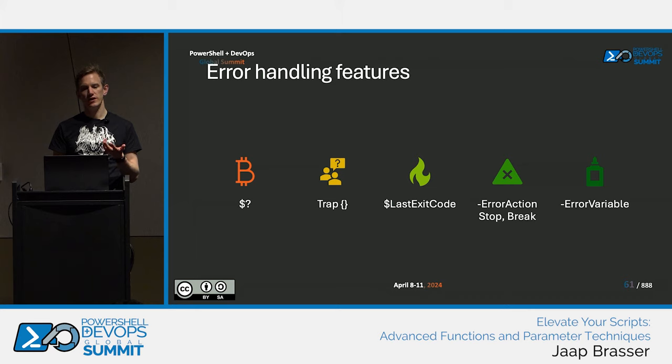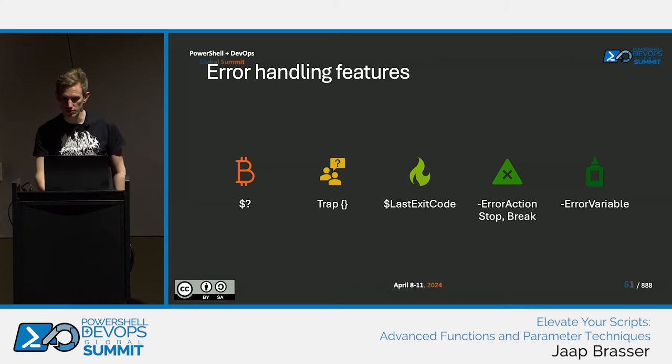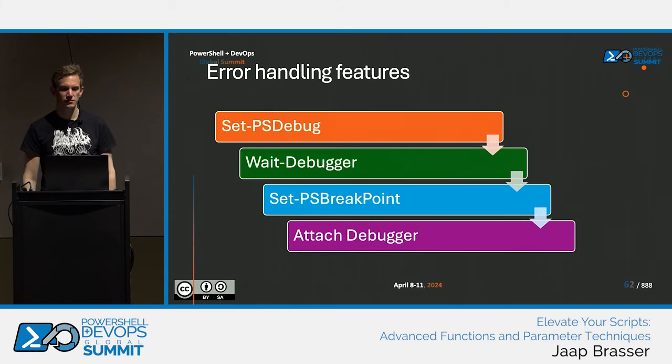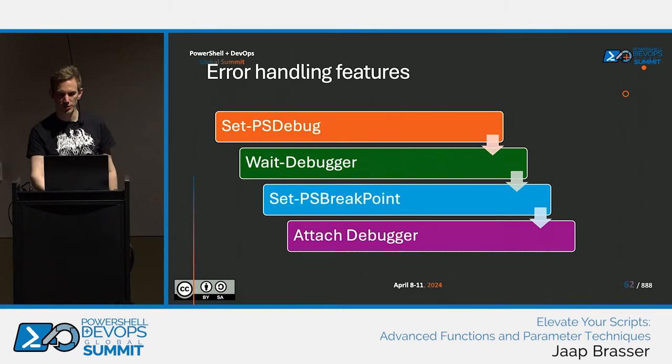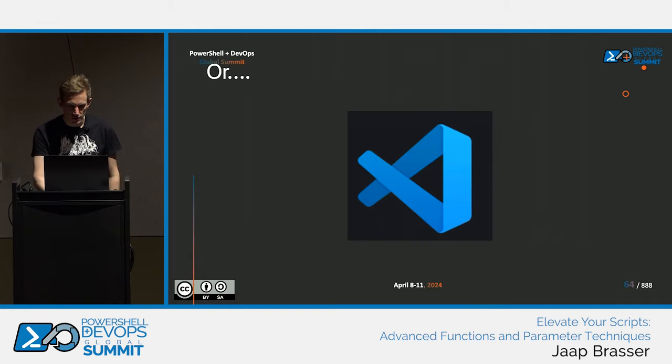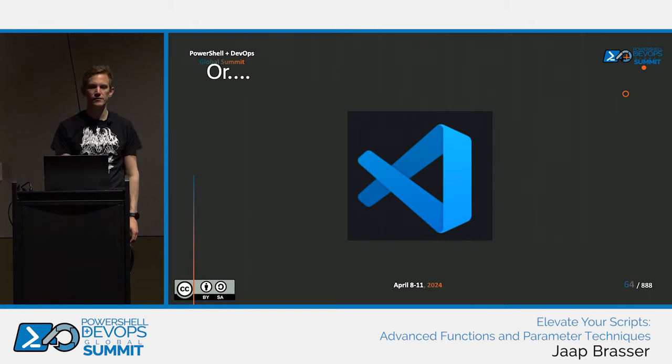You have error action that you can specify, and an error variable. Already mentioned that. Then, if you want to tie into that and go deeper, you can use Set-PSDebug, Wait-Debugger, Get-PSBreakpoint. This one is a duplicate. And then what you actually really want to do if you're doing any kind of troubleshooting and debugging, as I mentioned at the start as well: just use VS Code because it's all integrated there.